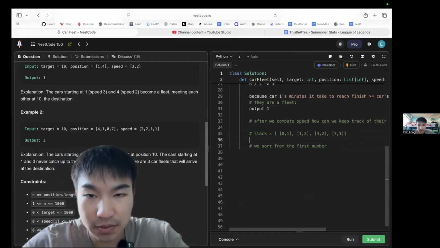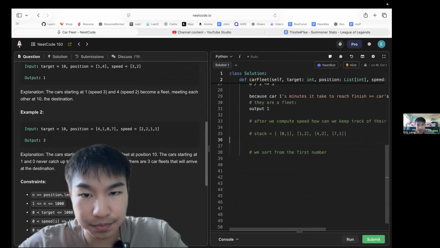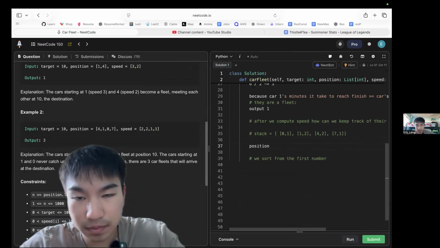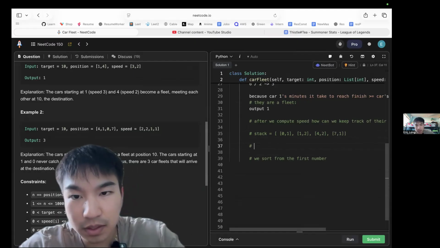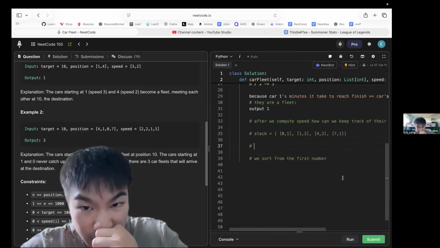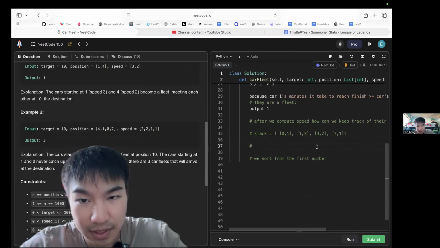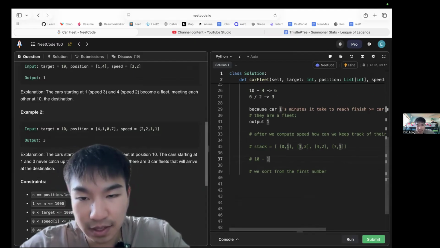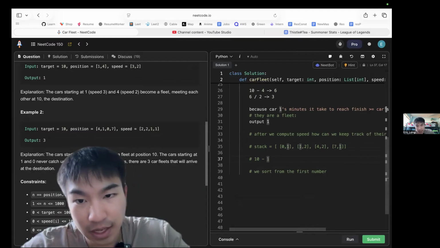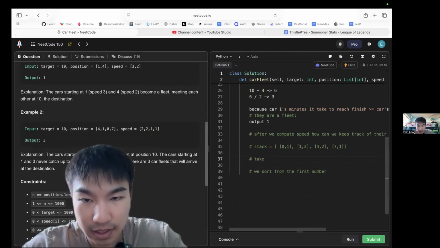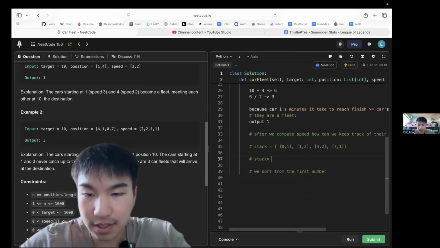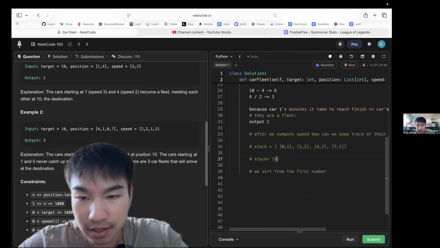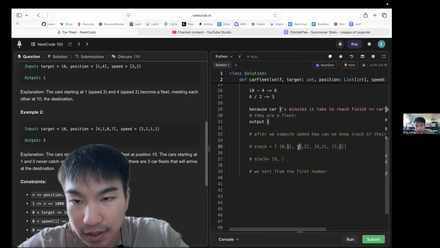Okay, let's go ahead and run the math. Position 0 and runs at 1, so let's see, target is 10. So we do 10 minus 1 is equal to 9. Then 9 divided by 1 is 9. So this will take 9. Let's do another stack. So this one would take 9, comma. This would take, let's see, 1 and 2.